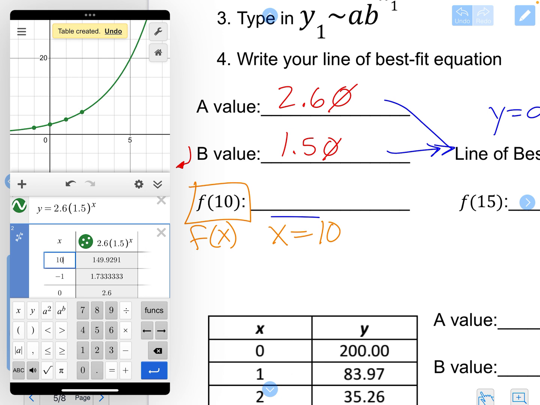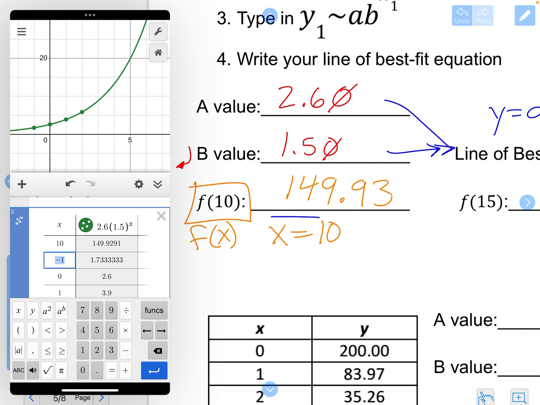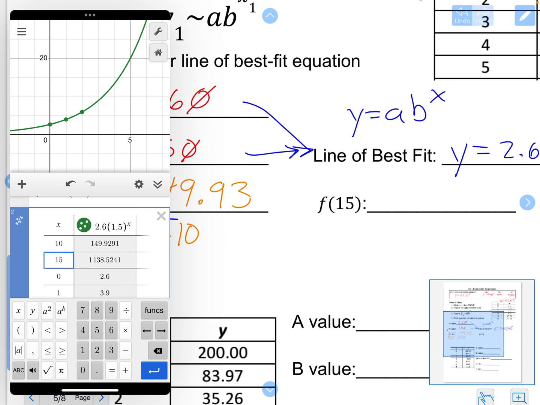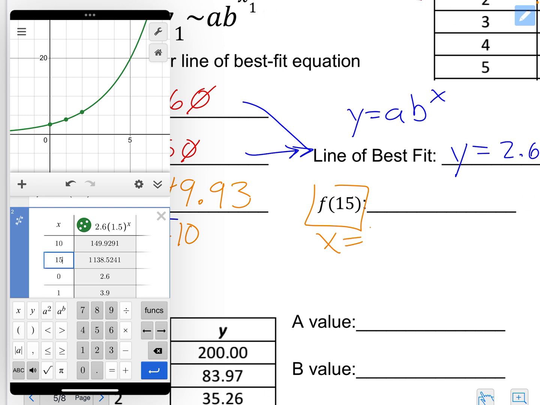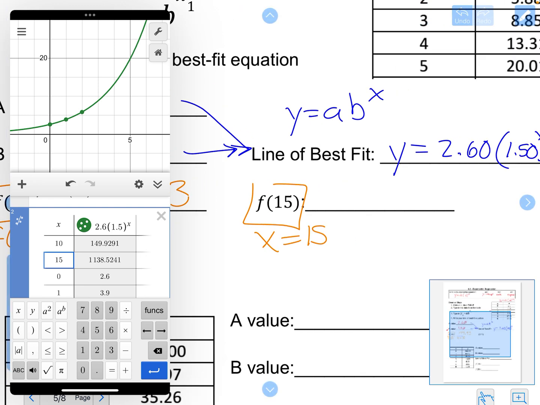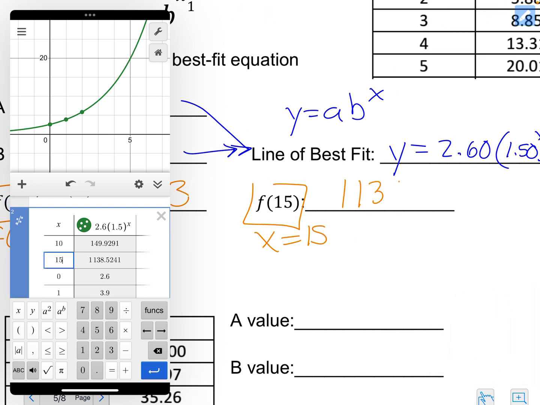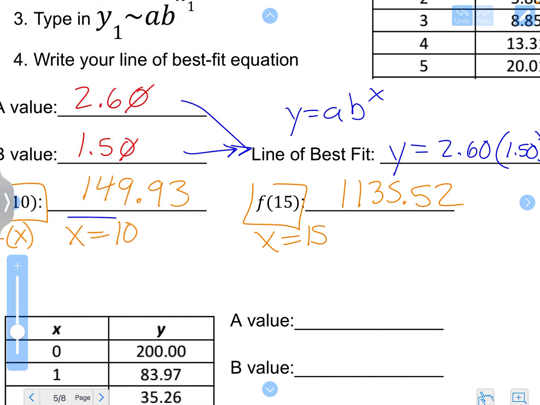So when x is 10, using our equation and our line of best fit, our answer is going to be 149.9. And then I'm looking at the 2. The number after the 2 is a 9, so I'm going to round it up to a 3. And now I'm going to type in 15 in the next one, because f of 15 simply means x equals 15. 1,138.52. I'm going to look at the 2. What's after the 2 is a 4, so I'm going to leave the 2 be. And that's how we do exponential regressions.